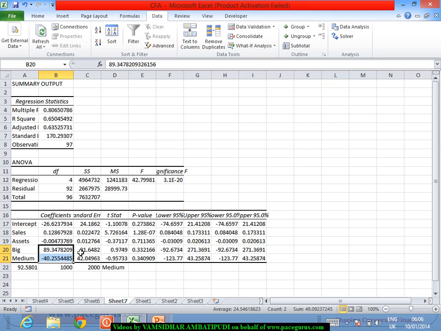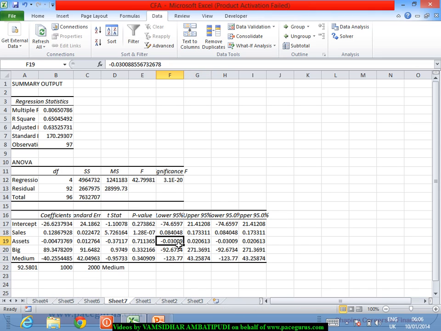So I cannot say that for big companies $89 will increase in the profit, or for medium companies $40 is the decrease in the profit. Those kind of conclusions cannot be made because of the p-value, or even that p-value lies between minus 1.98 to plus 1.98, or the other way is 95% interval contains a 0.